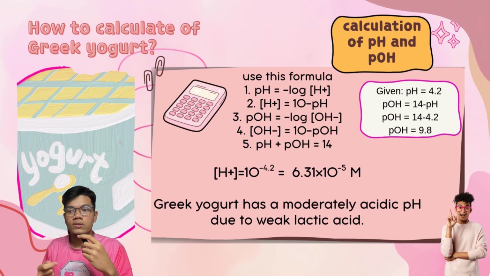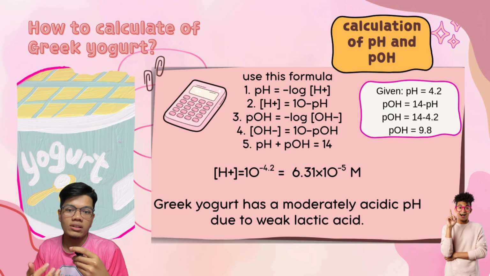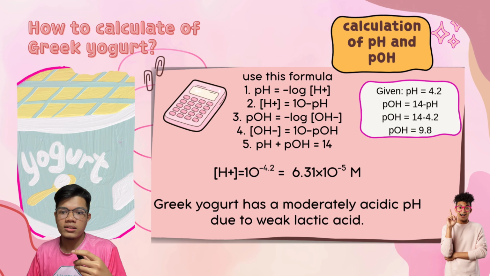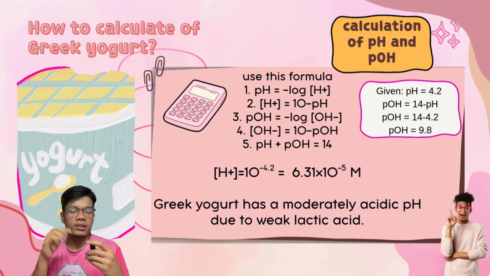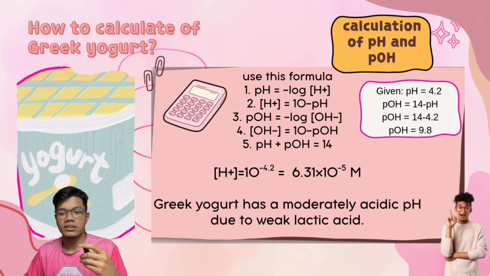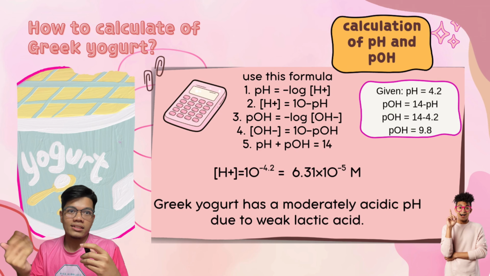So now, how do we calculate this for Greek yogurt? For example, I'm given a pH equal to 4.2. I want to find the hydrogen ion concentration. We can use formula number 2: hydrogen ion concentration equals 10 to the power of negative pH. If we put in a pH of 4.2, we get 6.31 multiplied by 10 to the power of negative 5 molarity. Now, what is lactic acid?